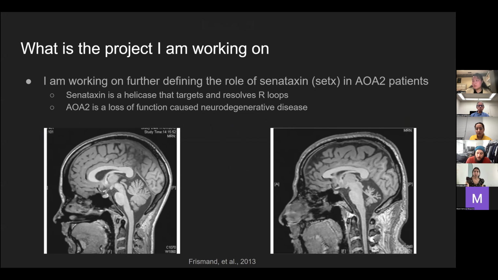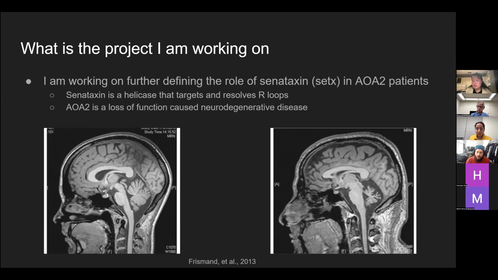Senataxin is a helicase that targets and resolves R loops, and AOA2 is a loss of function mutation caused neurodegenerative disease, meaning that when senataxin loses its ability to do what it's supposed to do, you get this phenotype in humans, which is characterized here by these two pictures. In the bottom left, if you look right next to the brainstem, you see this little well-developed web of brain matter. That's a healthy patient. And if you look at the right, there's the brainstem and this less developed web, which is cerebellar degeneration caused from this mutation.